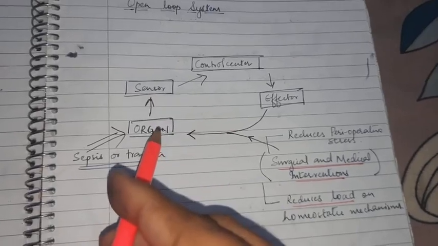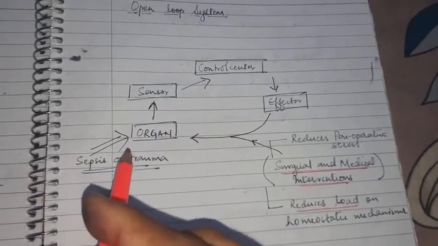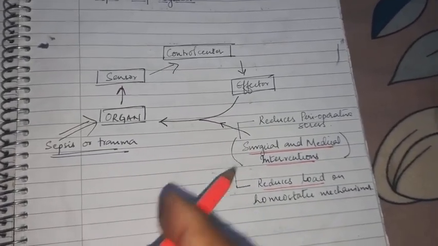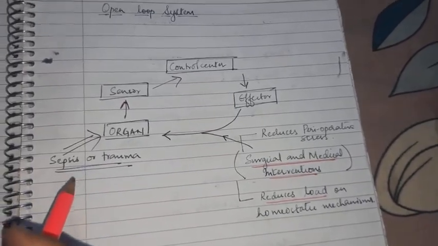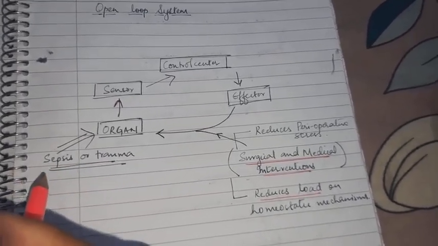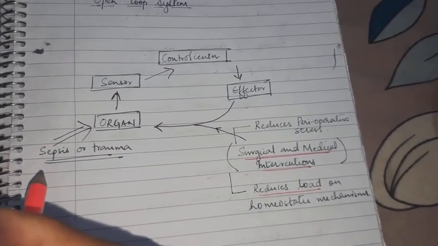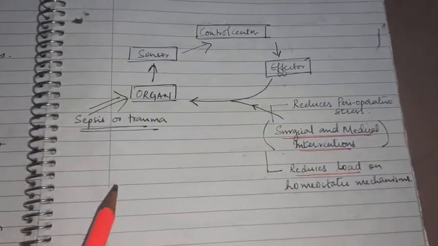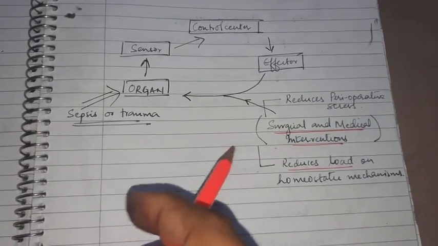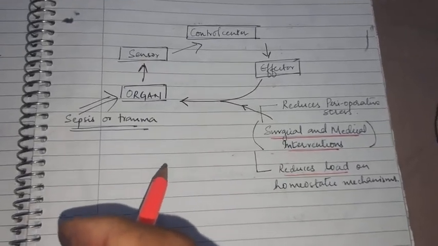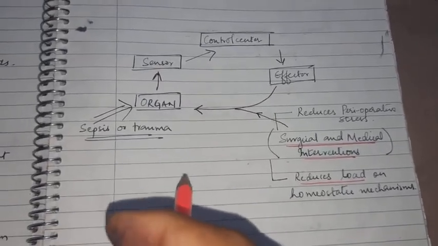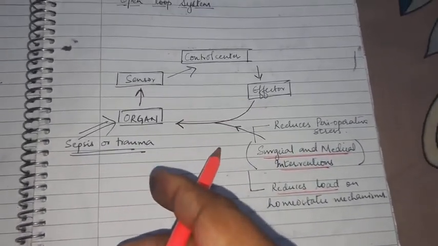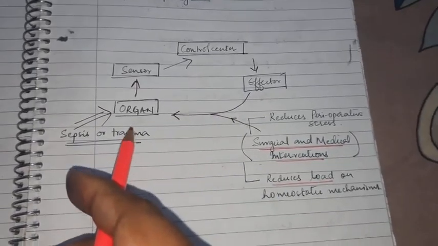apart from just the body which is handling the pressure, we have surgical and medical interventions, such as if there is hypovolemia, we give fluids. If there is hypertension, we give medications to reduce the blood pressure such as vasodilators, and we give beta blockers to reduce the heart rate. So these are surgical and medical interventions. For example, if there is a hematoma, if there is a vascular breach, then we go in and rectify it surgically. So these interventions act in tandem with the effector signals on the organ.